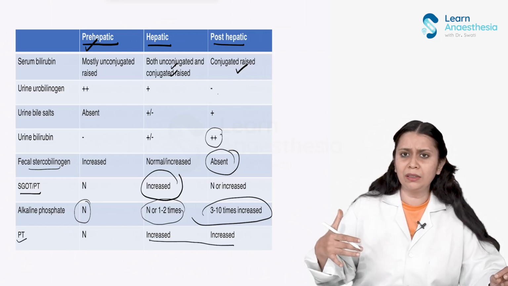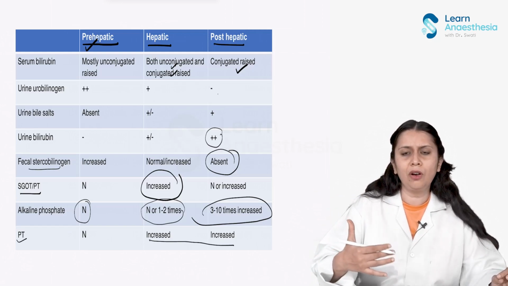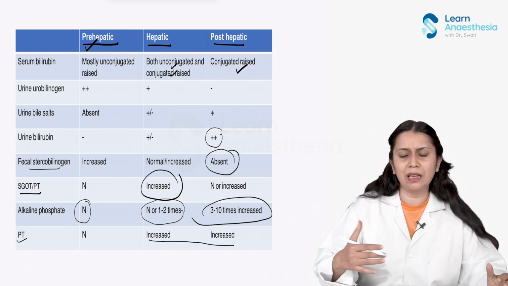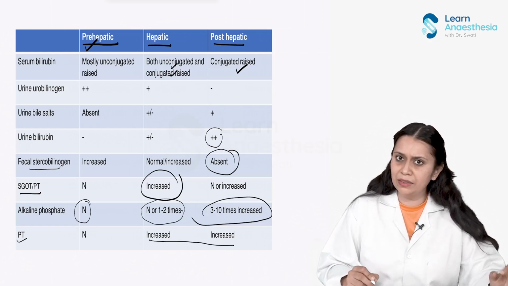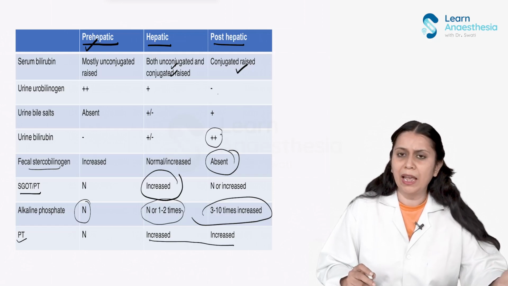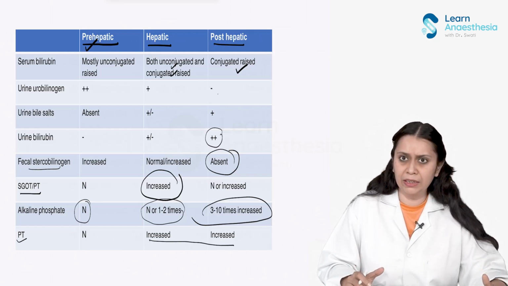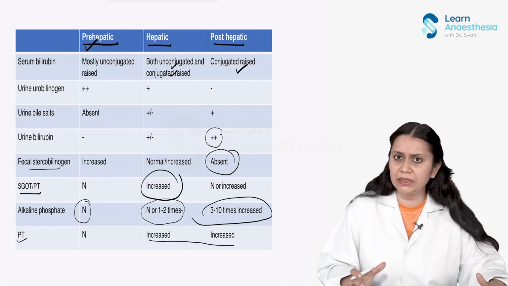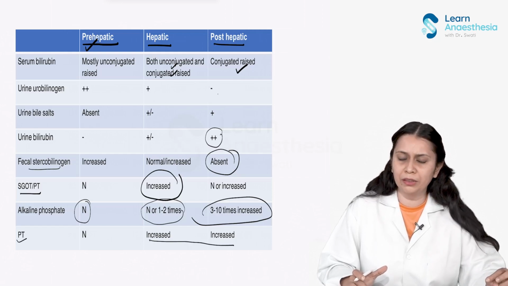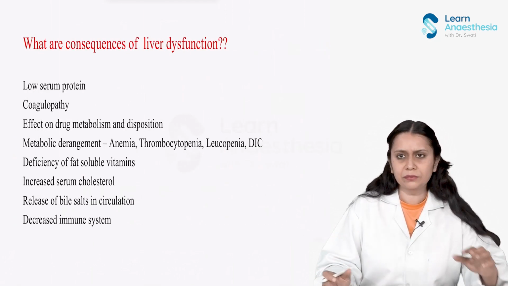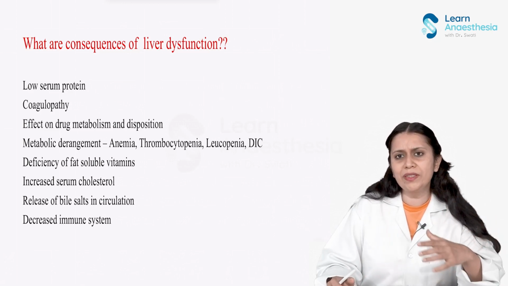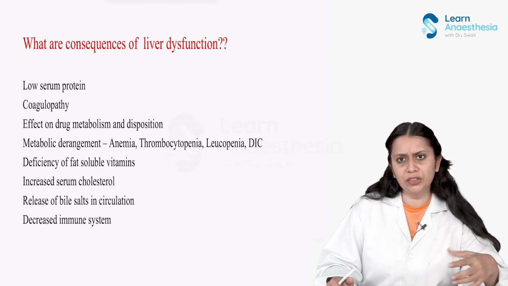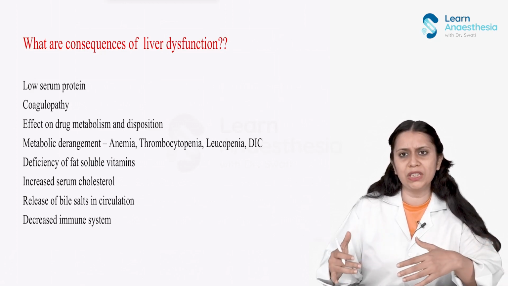So post-hepatic obstructive jaundice can cause derangement of the liver, as I told you by the mechanism. It can also affect the synthetic function of the liver: prothrombin time could be raised and albumin could be decreased. Okay. So the next question which can be asked: what are the consequences of liver dysfunction? If liver dysfunction is present, what are the consequences of it?